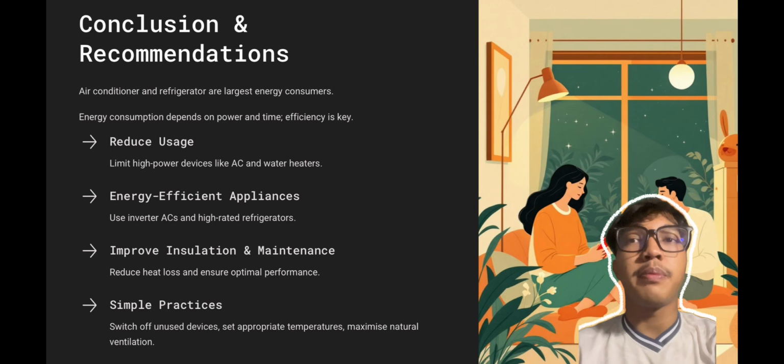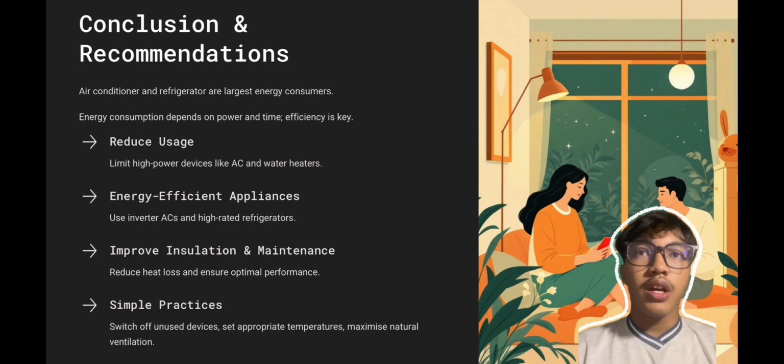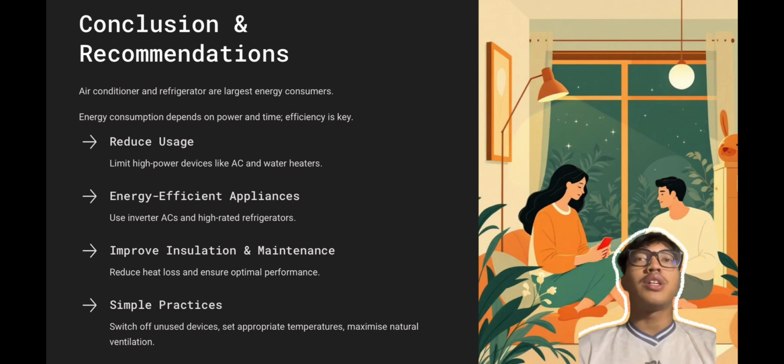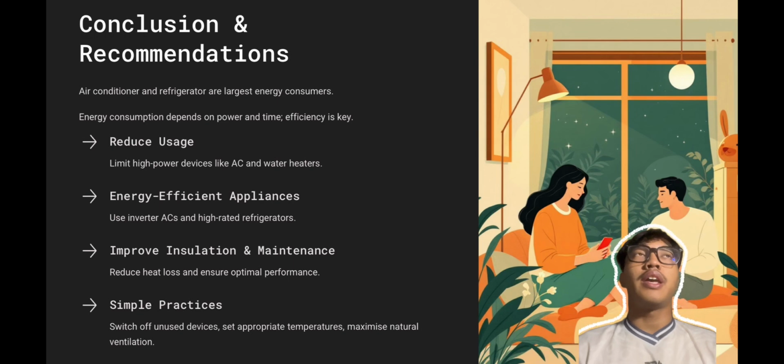So for the last part, we move to the conclusion and recommendation. We can conclude that the air conditioner and refrigerator are the largest energy consumers. Energy consumption depends on power and time, and efficiency is the key to maintaining the power of some devices. So we recommend that for reducing usage, we need to limit high power devices like aircon and water heater.